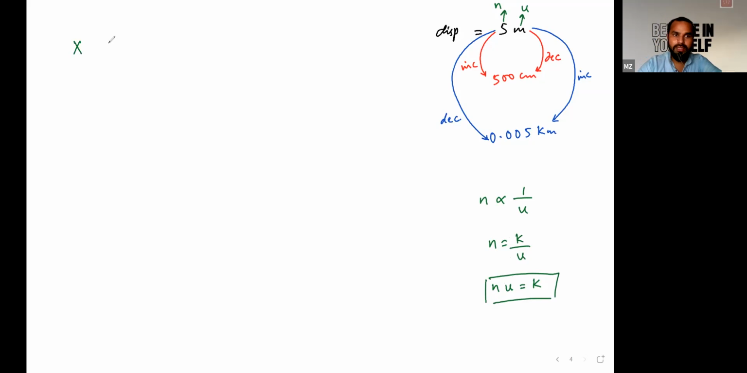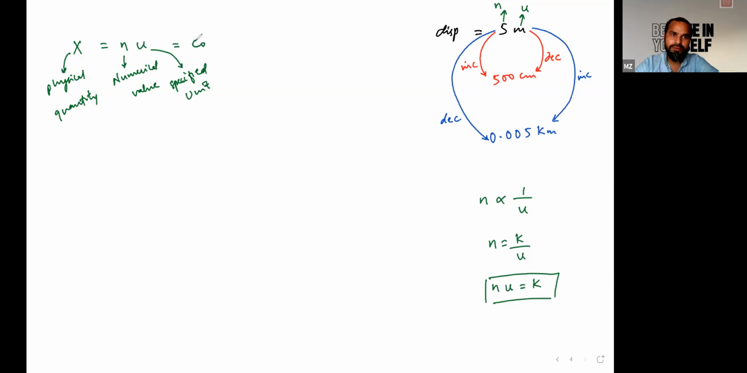So suppose you have a quantity X, which is represented by N into U. So X is nothing but any physical quantity. N is nothing but the numerical value for its measurement, and U is nothing but a specified unit for its measurement. So here N is the numerical value, U is a specified unit, and X is any physical quantity. This product of N into U is always constant for any different quantity. So from this we can conclude the numerical value and its unit in the first system of unit should be equal to the numerical value and its unit in the second system of unit. Is it clear?